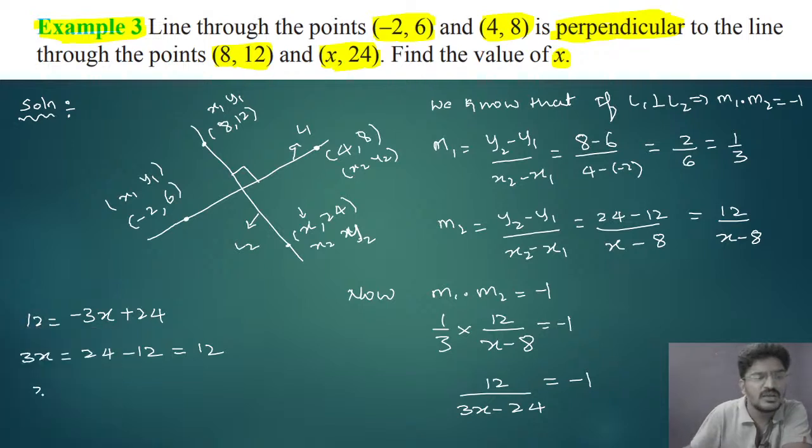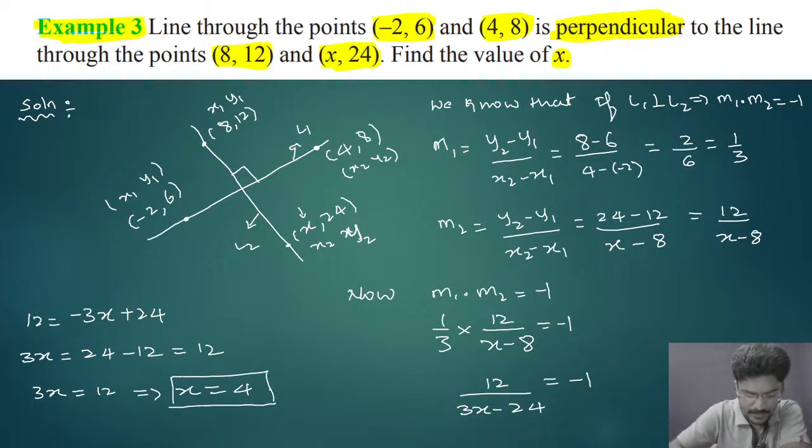So here 3x equal to 12 implies x equal to 4. So this is our required answer.